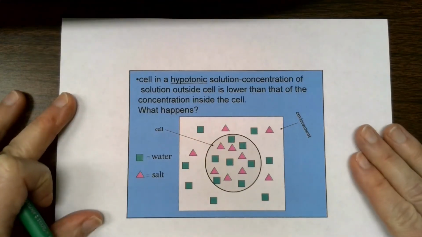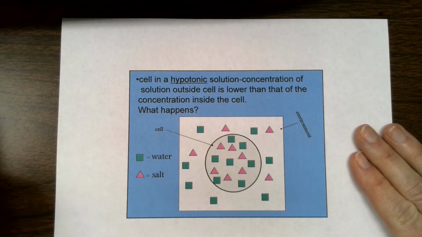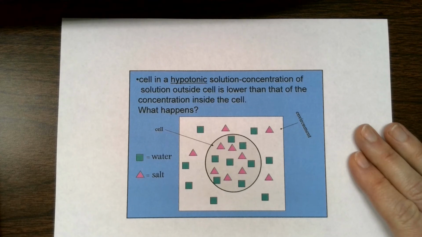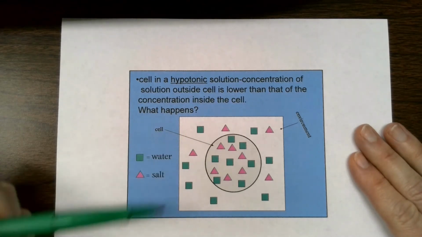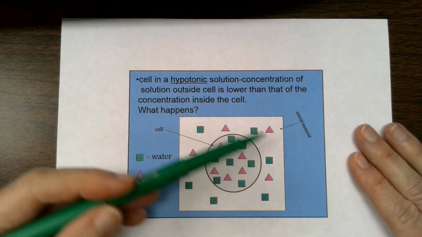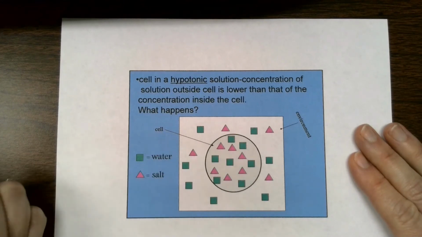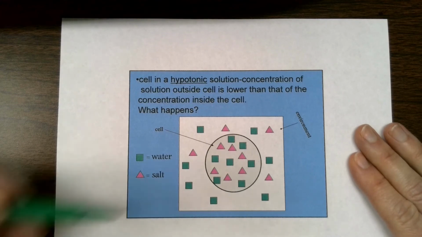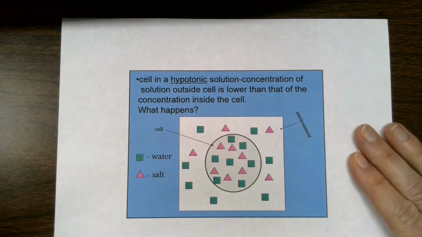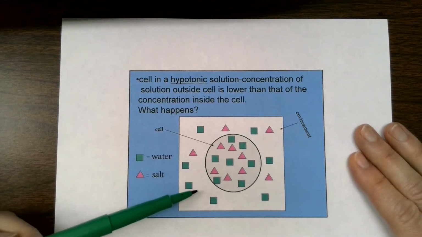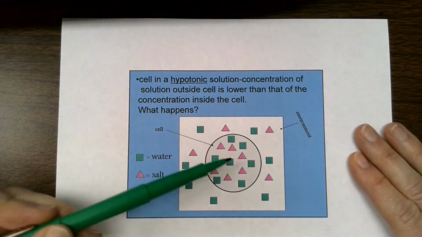And then in this last situation, if the cell is in a hypotonic solution, where the concentration of the solution outside the cell is lower than that inside of the cell, we're going to determine what's going to happen. In this case, it looks like 7 waters on either side of the membrane. We've got 4 salts on the outside, and 6 salts on the inside. If we imagine every salt bound to a water, there's going to be more free water on the outside than on the inside.